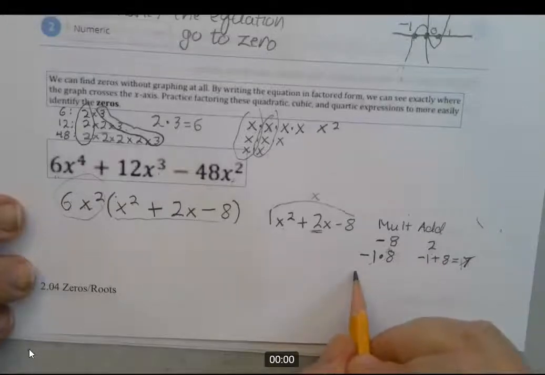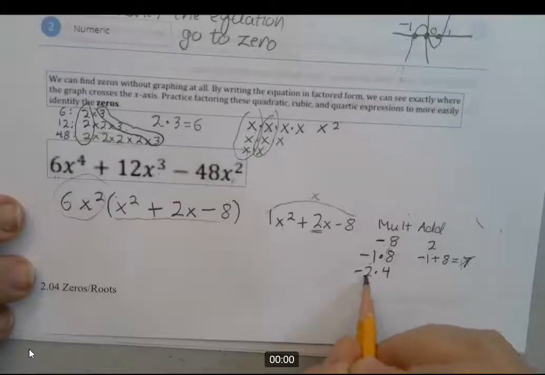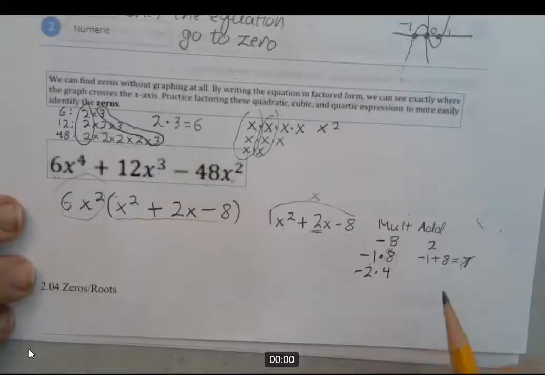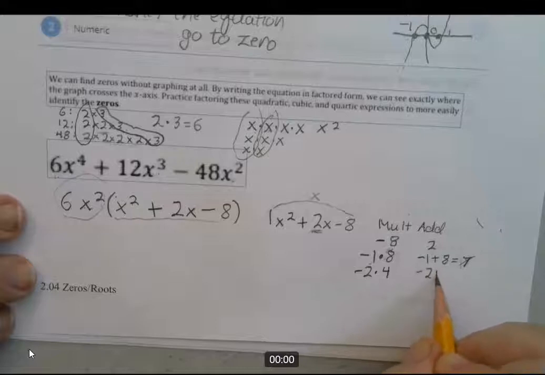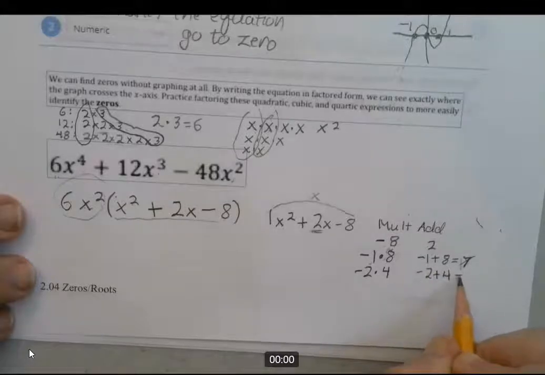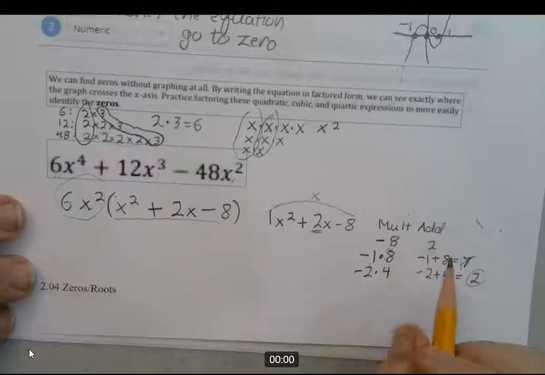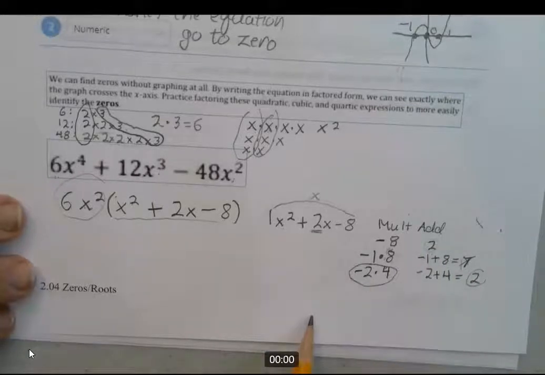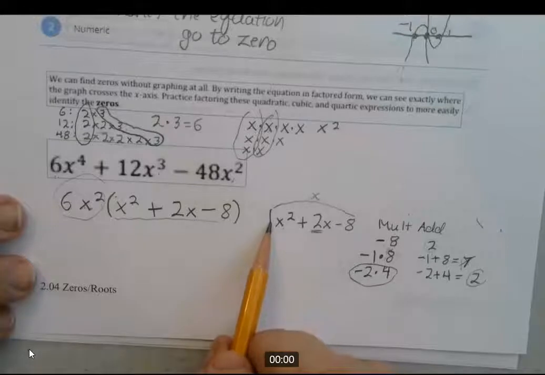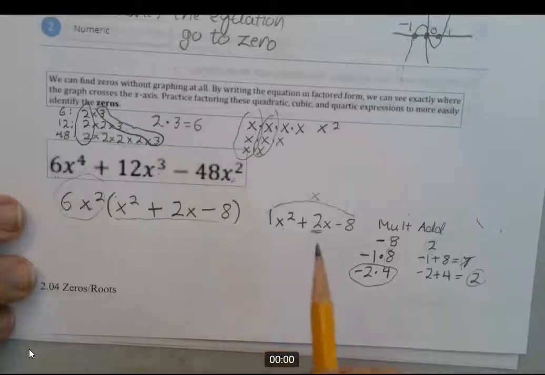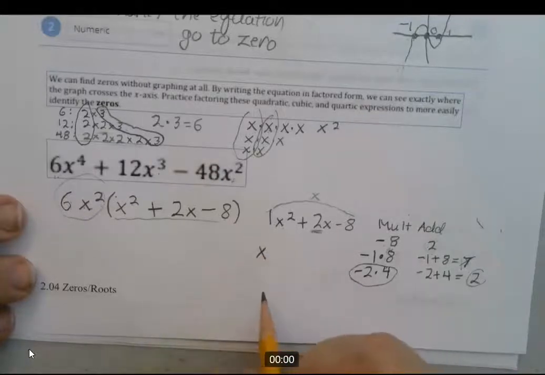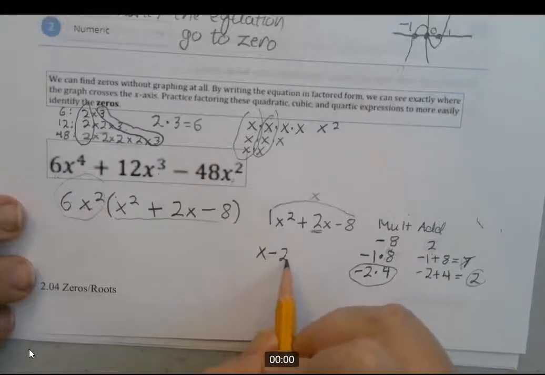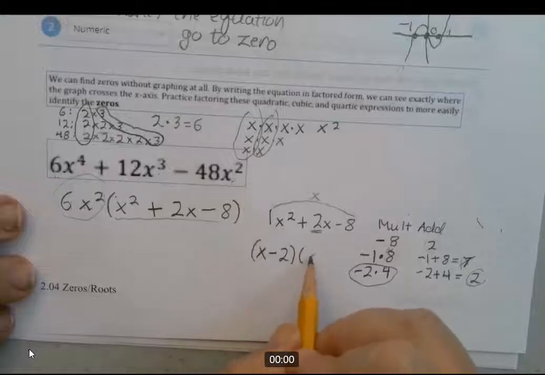The next number that divides into negative 8 is negative 2 times 4. Negative 2 times 4 is negative 8. And negative 2 plus 4 equals positive 2. That's what we're looking for, to be positive 2. So these are the two numbers. And since the coefficient in front of the x squared term is a 1, that's an easy polynomial to factor. It's simply x minus 2 times x plus 4.